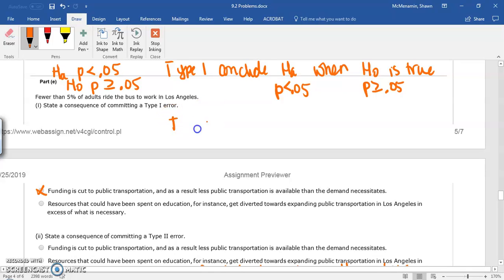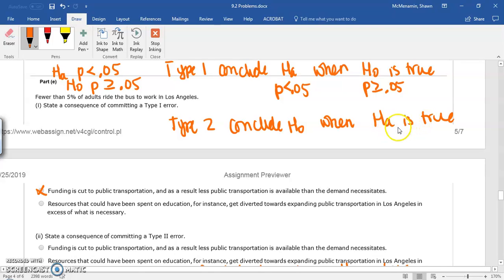A type 2 error would be to conclude H naught when HA is true. And the more correct language is that you're failing to reject the null when the null is false. If the null is false, then you're favoring the alternative. Concluding the null, so what does the null say? The null says that P is greater than or equal to 0.05 when the alternative says that P is less than 0.05 is true.